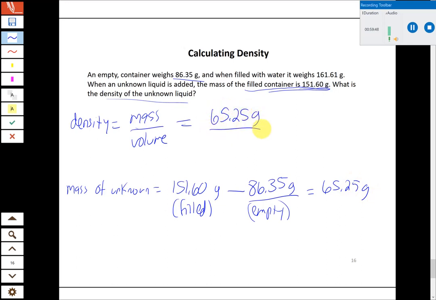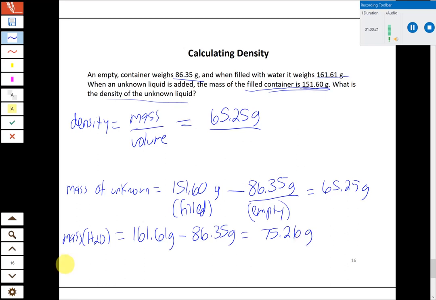Then we have to divide that by the volume of the container. The volume of the container is also not directly given to us, but for that we use the information in the first sentence about how much it weighs with water in it. When we fill this container with water, the mass of water that it holds is, by the same argument, the mass of the filled container with water, 161.61, minus the mass of the empty container. And so this container, when filled up with water, has 75.26 grams of water.